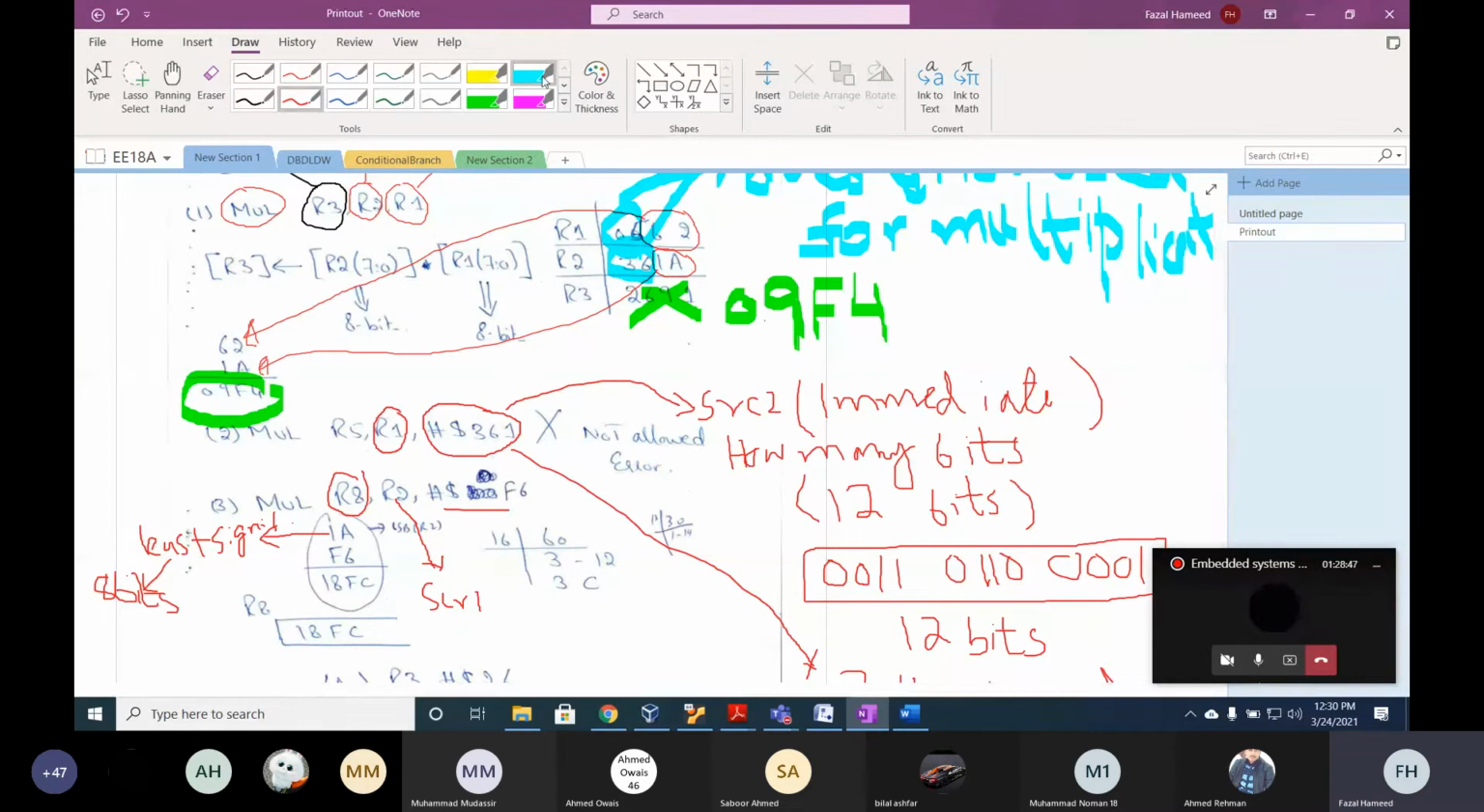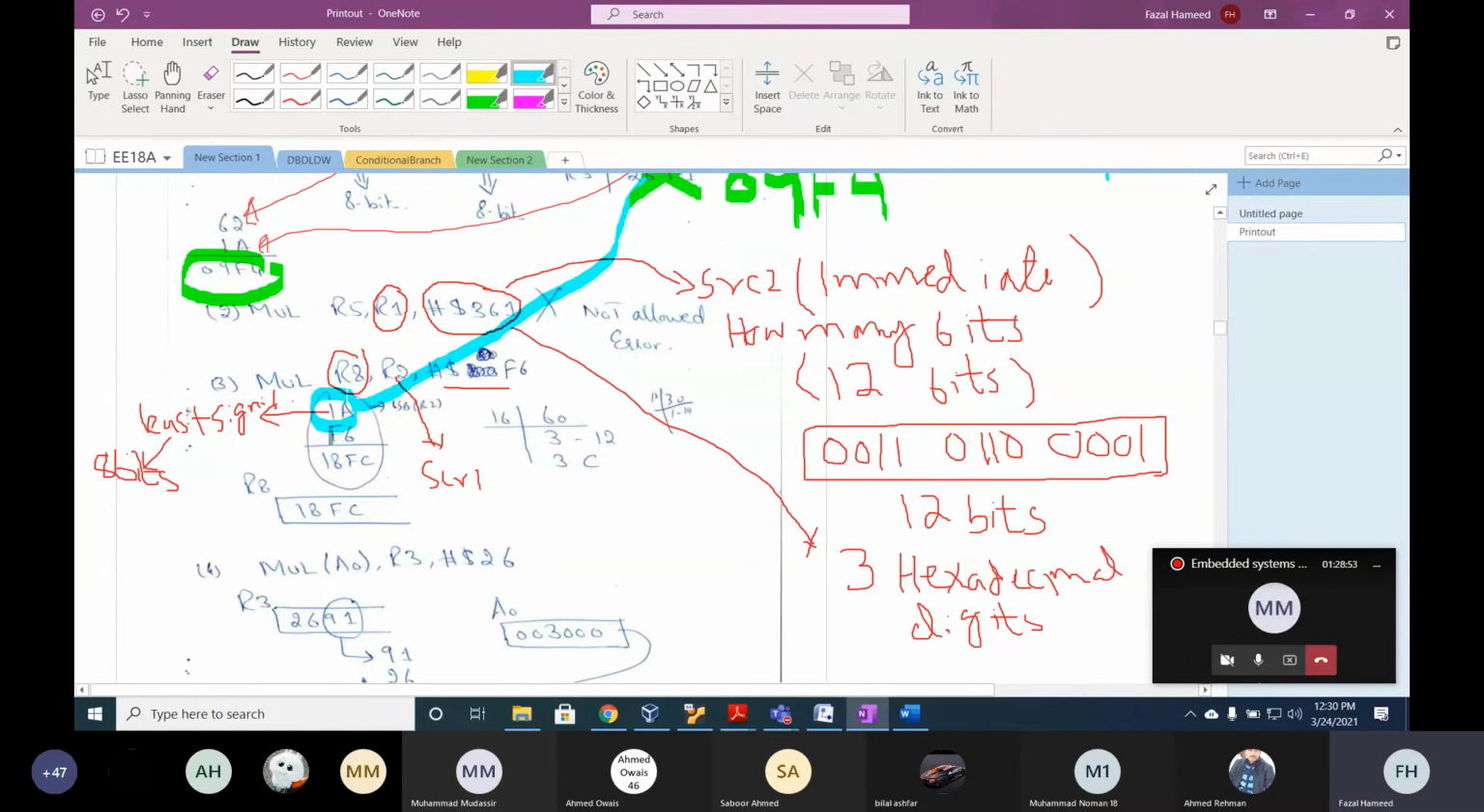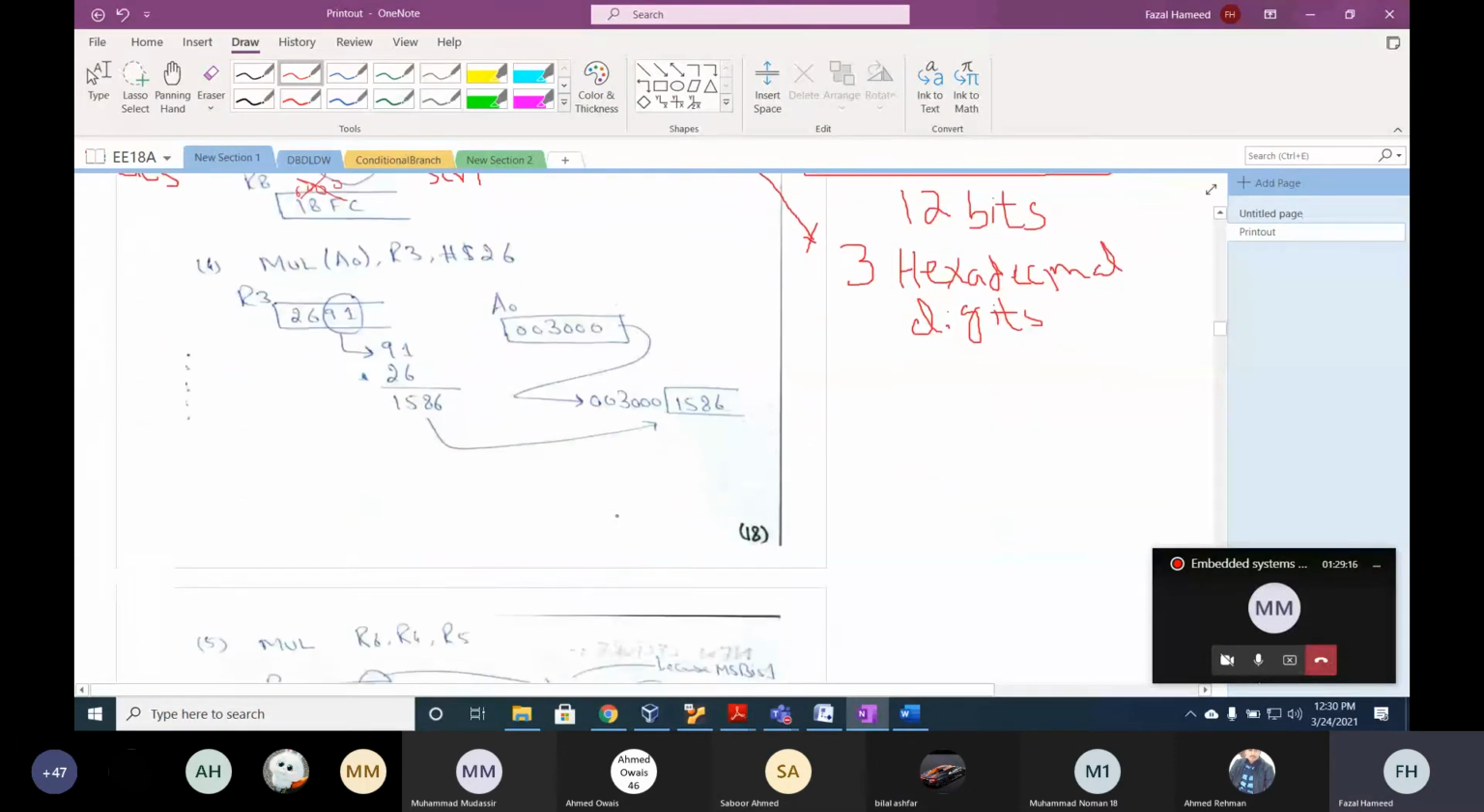If you look at 1A, it is here. You are multiplying it with F6. F6 is an immediate value because it is an 8-bit number. The result is 188FC. Let's assume the initial contents of R0 are all zeros. They will be overwritten with 188FC. Okay, got it? Got it, sir.